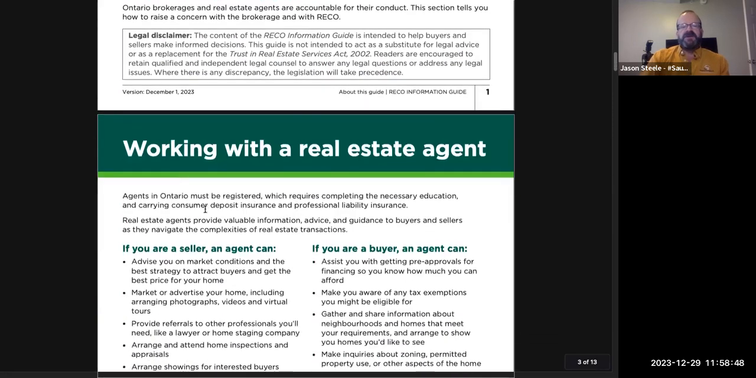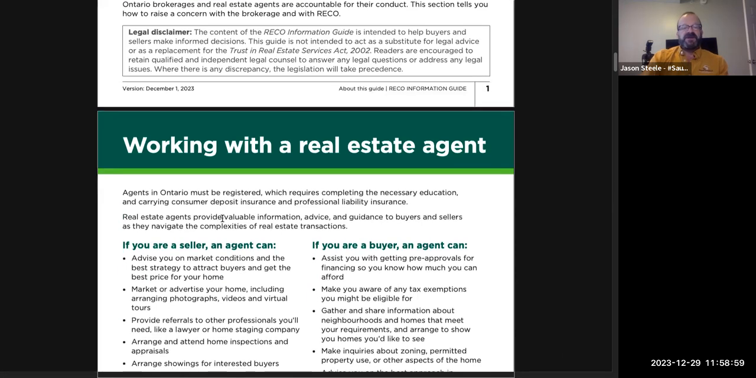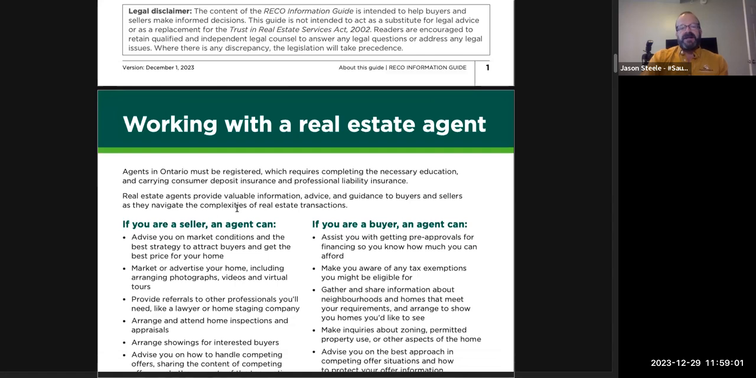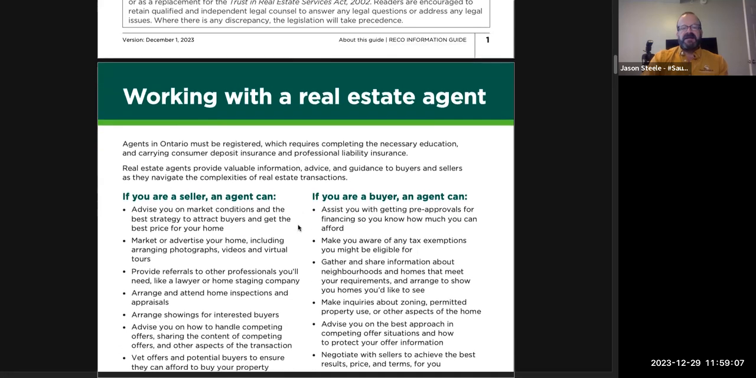So working with a realtor, agents in Ontario must be registered, which requires completing all the necessary education, carrying consumer deposit insurance, and professional liability insurance. Agents provide valuable information, advice, and guidance to buyers and sellers as they navigate the complexities of real estate transactions.